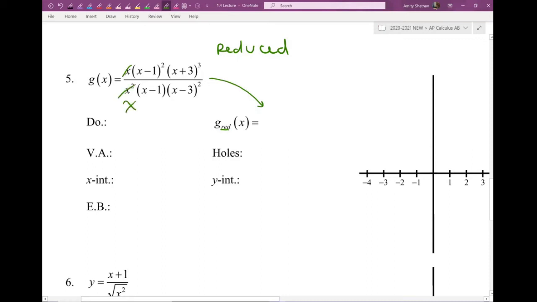I have an x minus 1 squared on top with an x minus 1 on bottom, so I can reduce that. And then I have an x plus 3 and an x minus 3. Those guys aren't the same, so they can't be reduced. So then my reduced function, I would say I have an x minus 1 on top, and I have an x plus 3 quantity cubed on top. And on bottom, I have an x, and I have an x minus 3, and that is still squared.